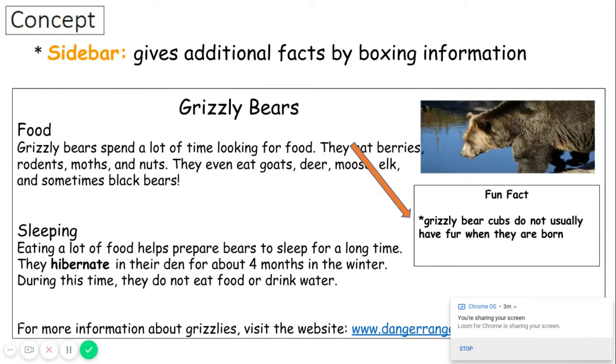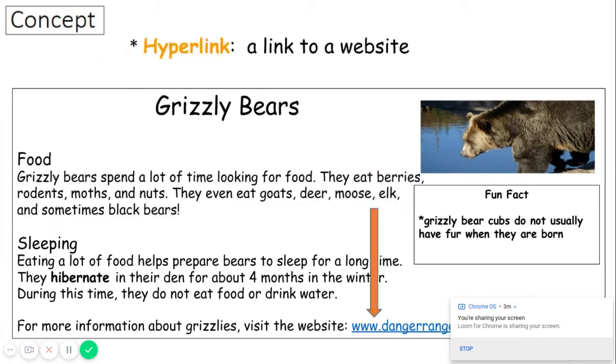Now this one might be new to you. A sidebar gives additional facts by boxing information. So sometimes you see those fun facts on the side of your book or maybe even at the top. Those are your sidebars, and it gives interesting facts or extra information about a topic. They're usually in a box, and just because it says sidebar doesn't mean it has to be on the side. You might see a sidebar at the top or the bottom of a page as well.